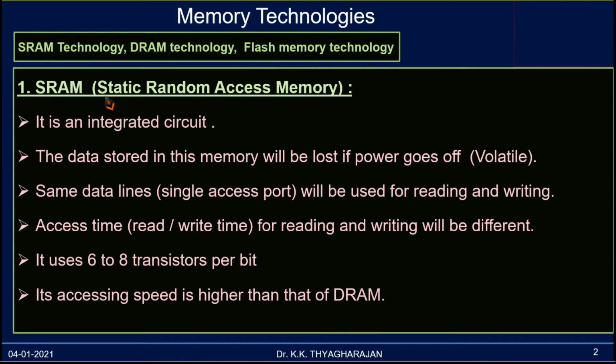The static RAM is nothing but static random access memory. It is an integrated circuit. The data stored in this memory will be lost if power goes off. That means it is a volatile memory. The same data lines will be used for reading and writing. That means it is using a single access port. Then access time for reading and writing will be different. It uses 6 to 8 transistors to store a single bit. Its accessing speed is higher than that of DRAM.